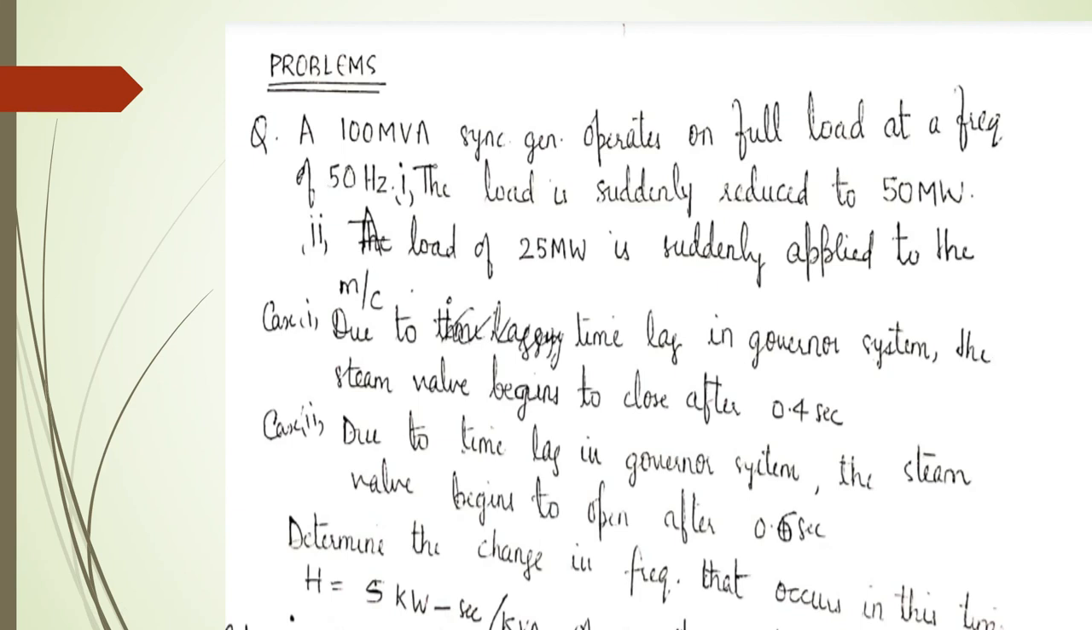Okay, now let us see the numericals. A 100 MVA synchronous generator operates on full load at a frequency of 50 Hz. The load is suddenly reduced to 50 megawatt. The load of 25 megawatt is suddenly applied to the machine.